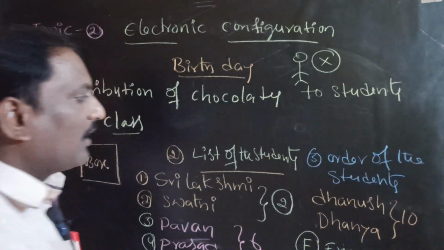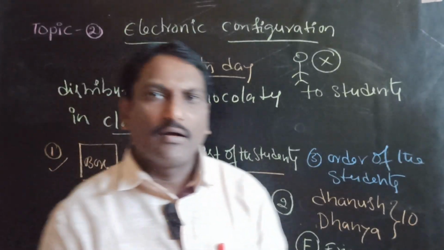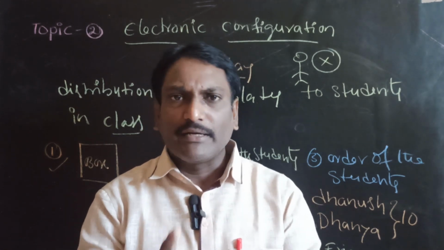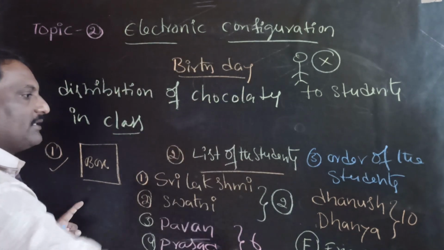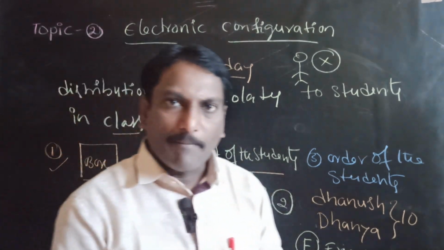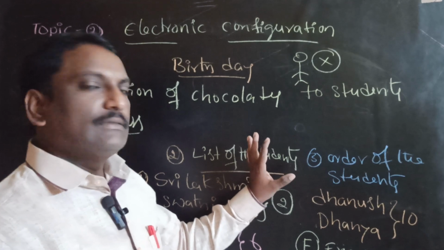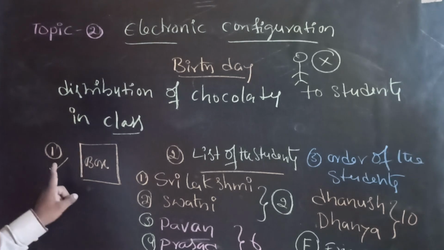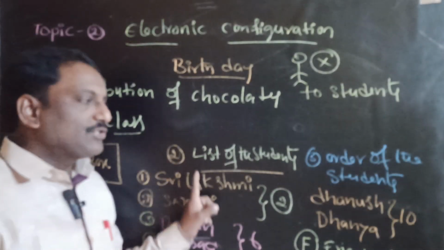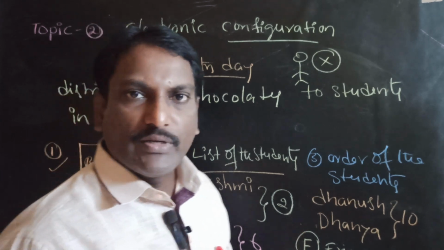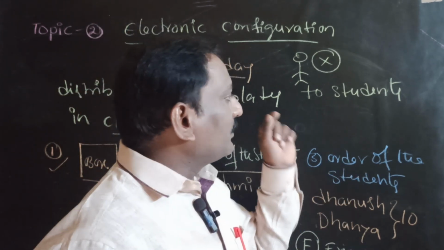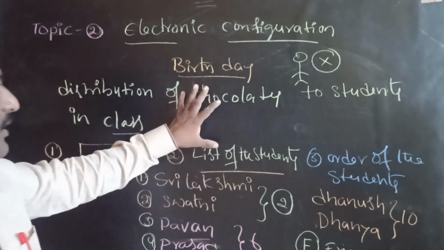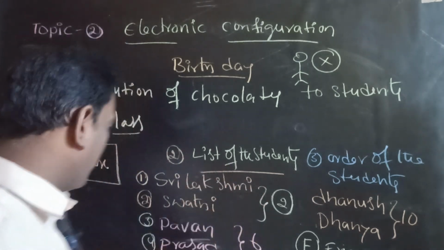Point three, order of the students. Order of the students means we should follow right side or left side order. We should follow a particular order to distribute the chocolates in the classroom. Please try to understand all these points. Now I am going to compare all these points with electronic configuration. Get ready, students. We required 3 points: chocolate box with number of chocolates, the list of the students, and order of the students. Now let us enter into the actual topic, electronic configuration. I am going to compare this with electronic configuration.